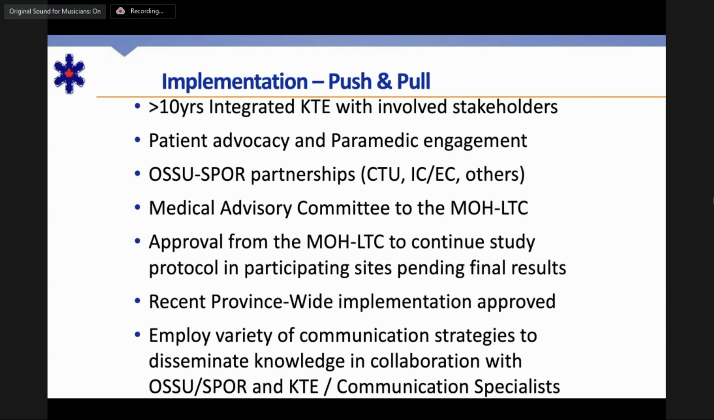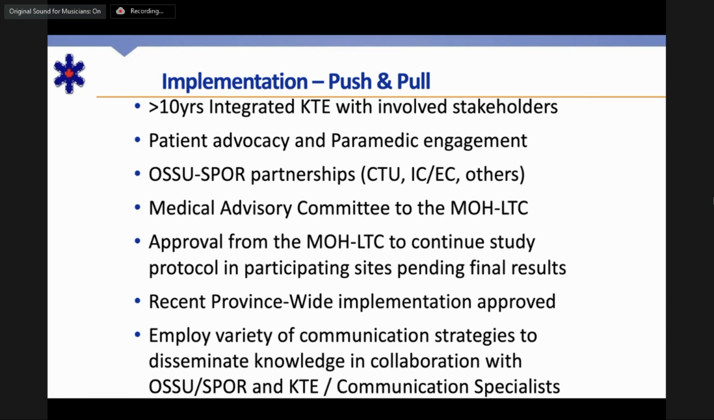So to finish the talk and to put things in perspective, this is really almost 10 years of integrated knowledge translation with our stakeholders to reach the point where we're at. Certainly, engagement with patient advocacy and our patient partners and paramedic partners was absolutely essential in our ability to implement the study, but also implement its findings. OSU and SPOR played a major role as well in our ability to not just do this, but also expand our minds to even evaluating things like the cost analysis, which would have never happened without this collaboration.